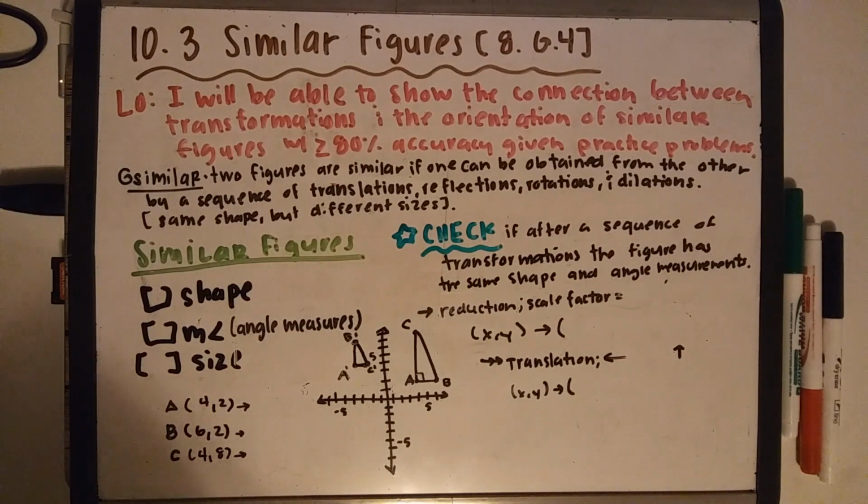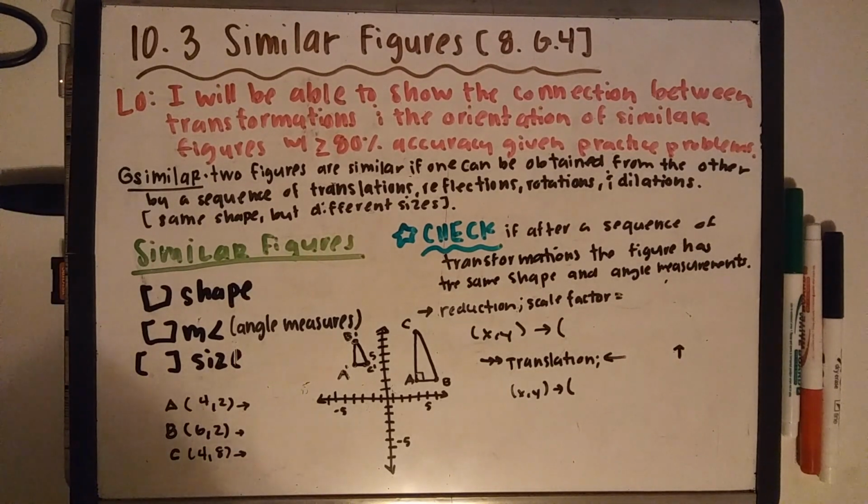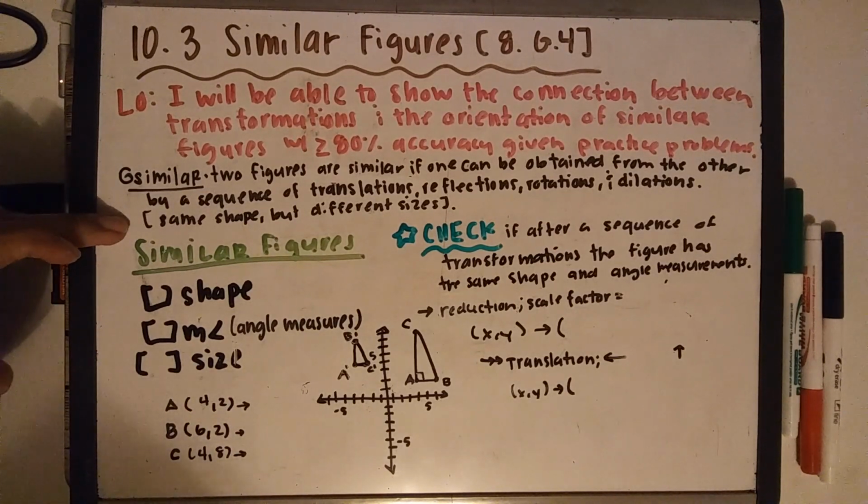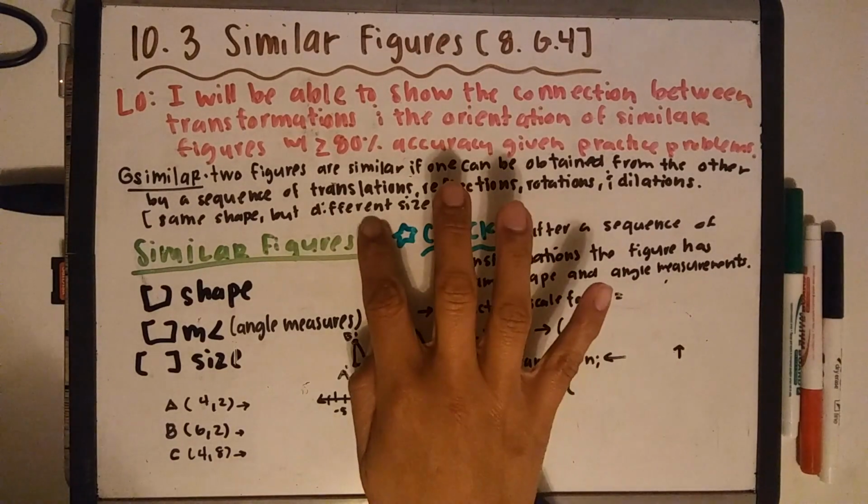Similar is a little different from congruence. Remember, for two figures to be congruent, they have to have the same shape and size. This one only has to have the same shape. So similar figures can be obtained from different transformations: reflections, rotations, dilations, translations, and they only have to preserve the same shape. They don't have to have the same size.